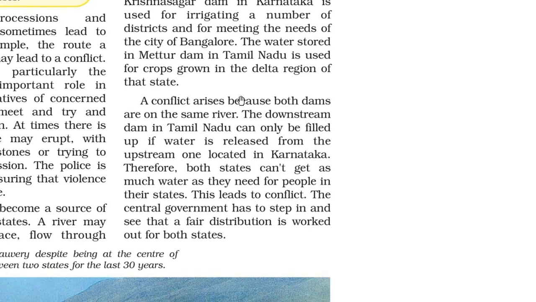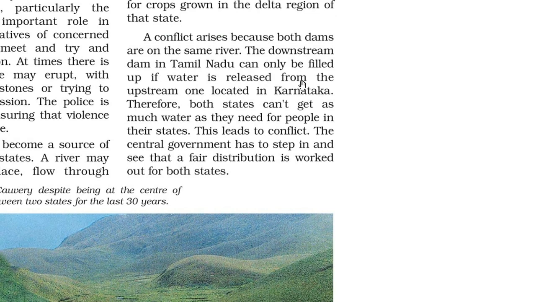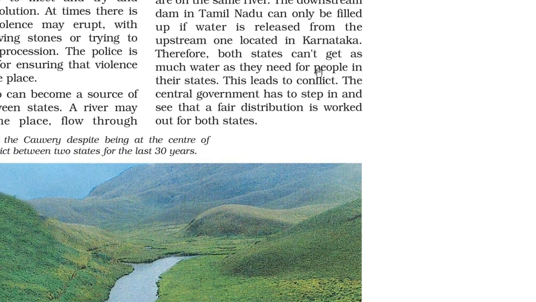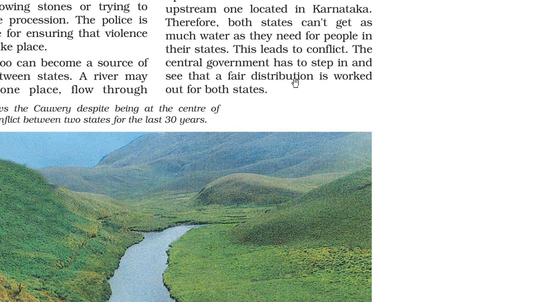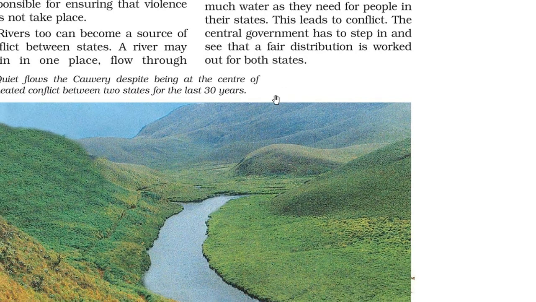The water stored in Mettur Dam in Tamil Nadu is used for crops grown in the delta region of the state. The conflict arises because both dams are on the same river. The downstream dam in Tamil Nadu can only be filled if water is released from the upstream one located in Karnataka. Therefore, both states can't get as much water as they need for people in their state. So this leads to conflict. The central government has to step in and see that a fair distribution is worked out between these two states.